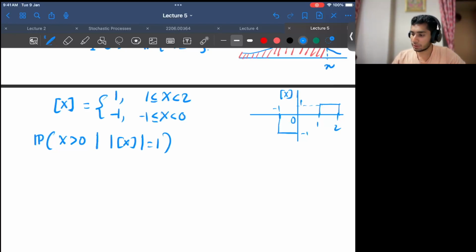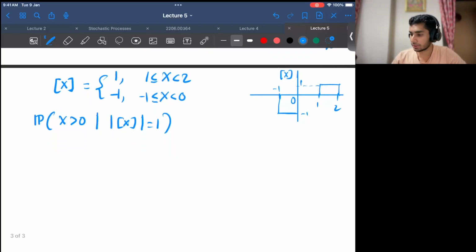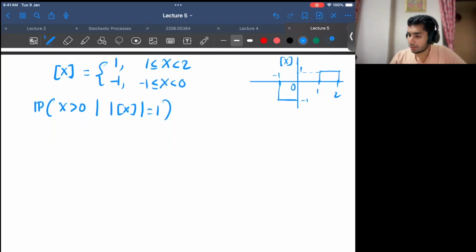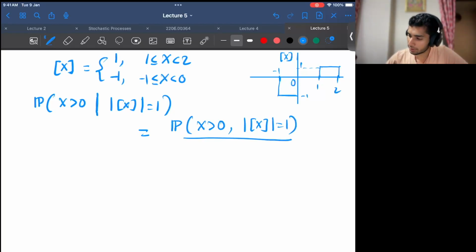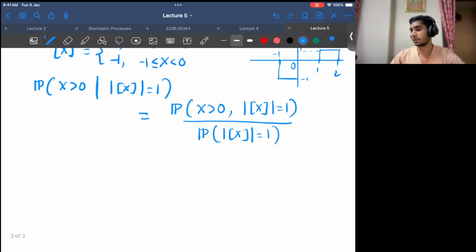This question can look intimidating at first sight, but it's actually quite easy. Whenever you see conditional probability, especially in this course, you can just rely on Bayes rule, which is probability of A given B is probability of A comma B. So here it is probability of x greater than 0, mod of box x equal to 1, divided by the probability of this conditioning event, which is probability of mod of box x equal to 1. You can always rely on this formula.